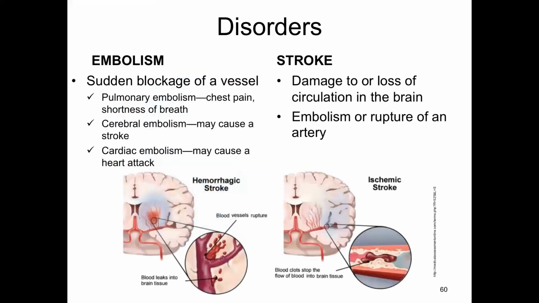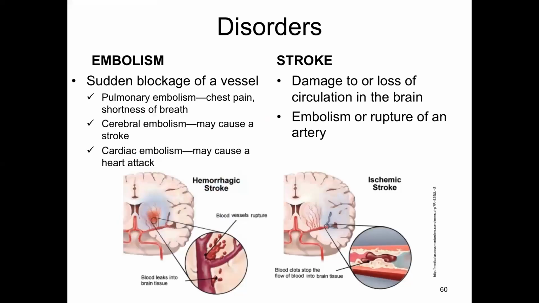So that's that idea. The other thing is embolism. This would be a sudden blockage of a vessel, and these emboli are often given by their name. So cerebral embolism, which could cause a stroke, so blockage of vessels there. Cardiac embolism could precipitate a heart attack. And stroke, of course, is damage due to the loss of circulation to the brain.